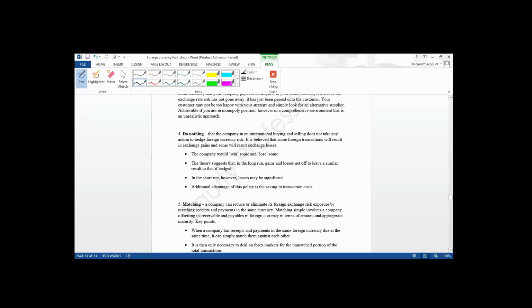You can try to match the timing of foreign receipts with the timing of foreign payments. The extent to which this transaction can be matched is the extent of foreign currency risk eliminated. Matching is closely similar to netting.